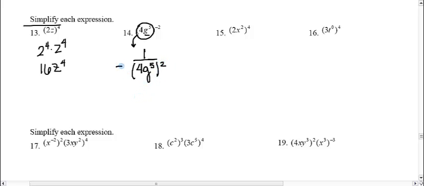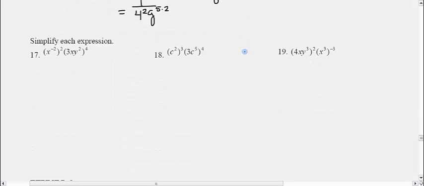Now we can do power to a power and address that portion of it. So 4 gets raised to the 2nd power, and g does, but power to a power says that we multiply those exponents, so 5 times 2. So if we clean this up, we get 1 over 4 squared, which is 16, g to the 5 times 2, which is 10.